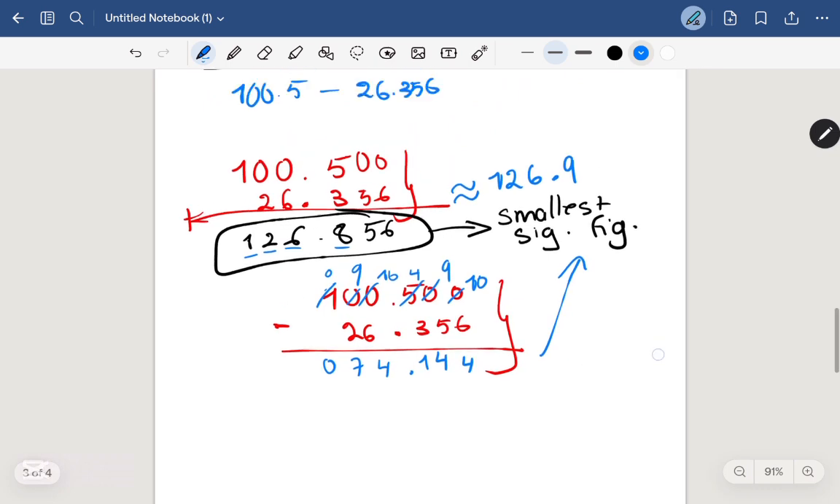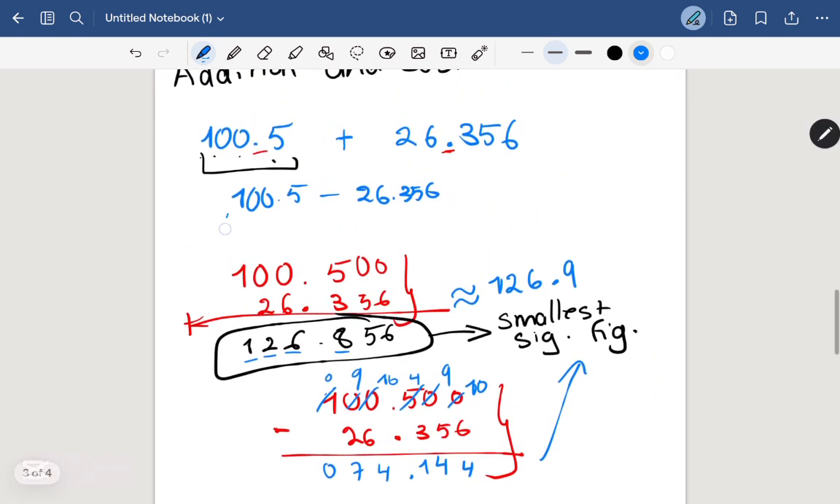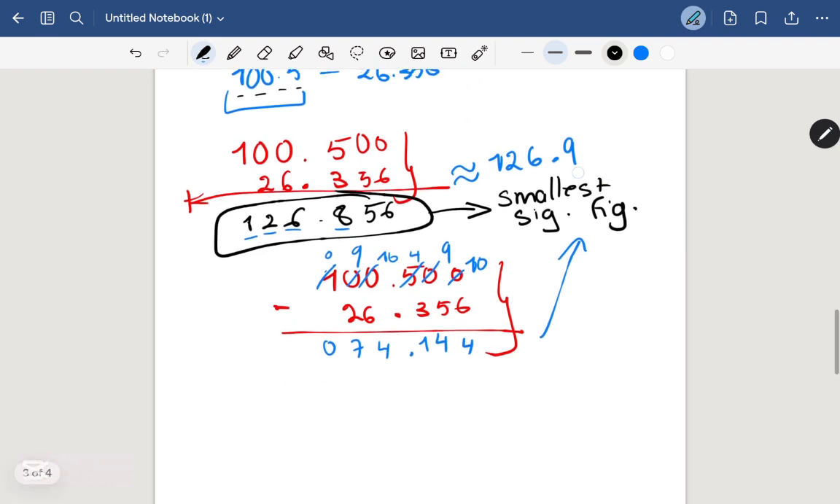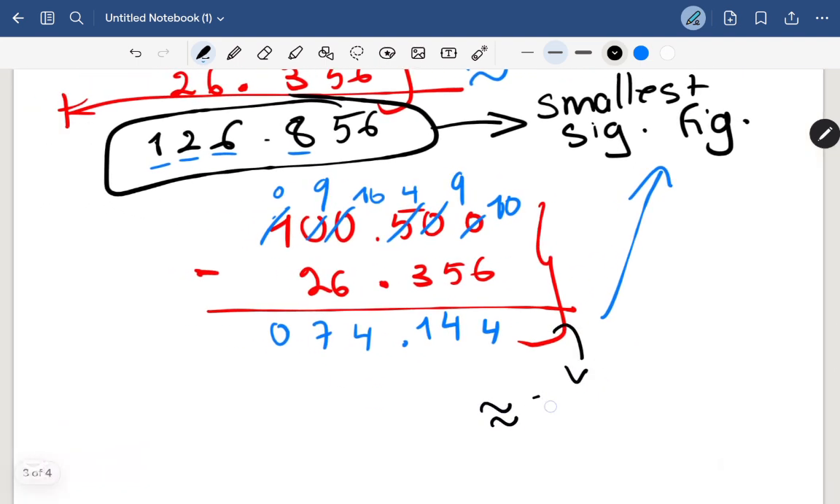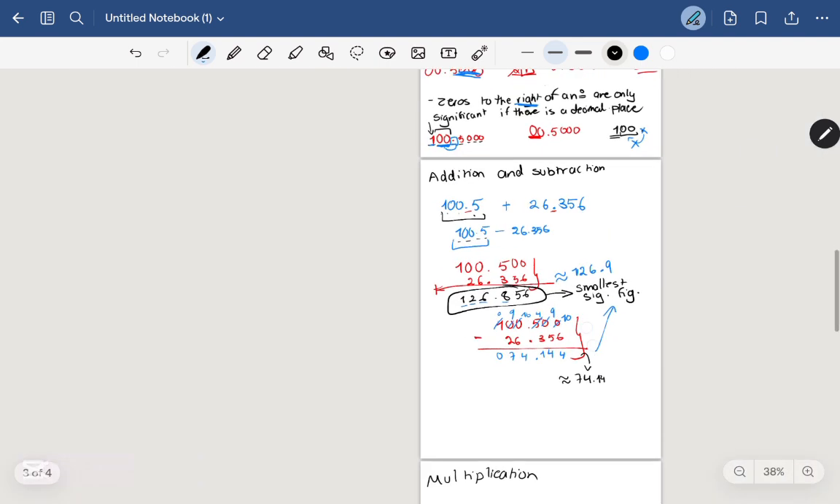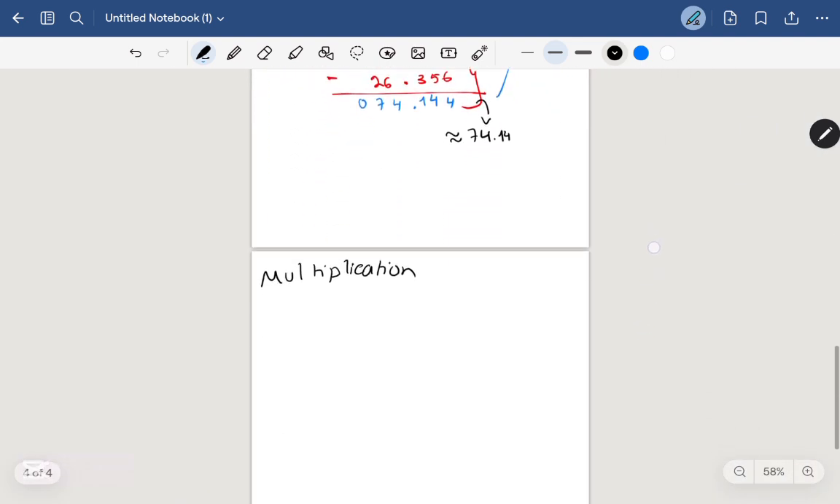So again, you're going to take it to the smallest significant figures. You will look back. It is 4. So you're going to take 1, 2, 3, 4 significant figures. If that's the case, then the answer is going to be approximately 74.14. You're going to round it to the smallest significant figures.